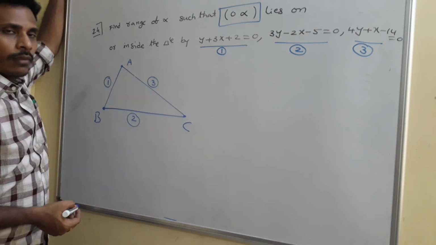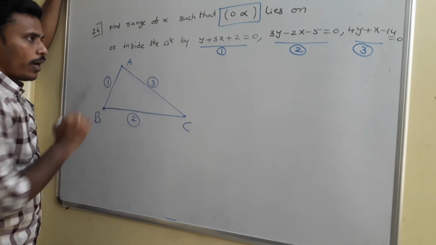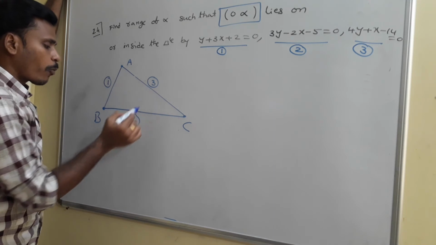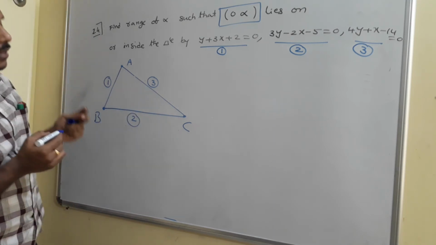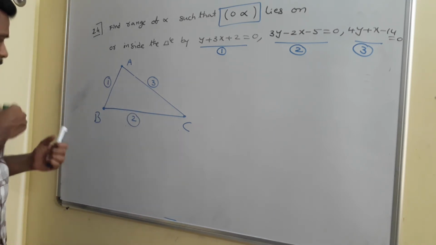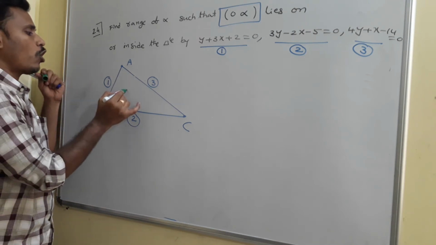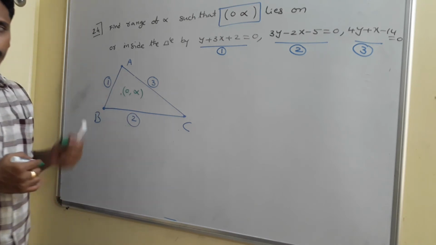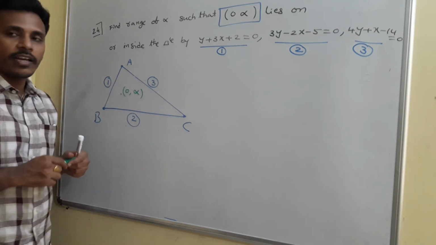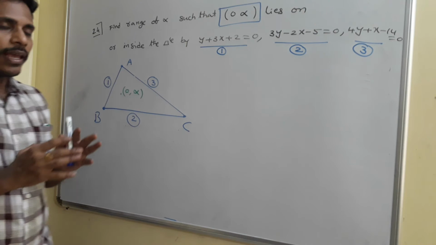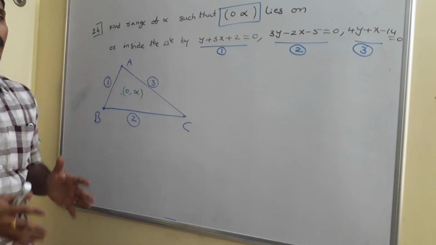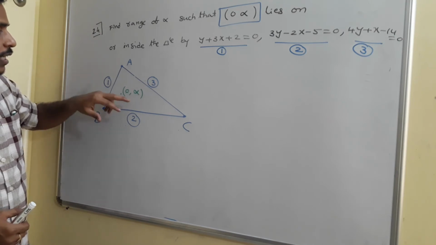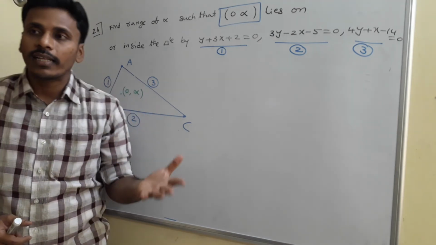Look there. This A is a common point for 1 and 3. B is a common point for 1 and 2. C is a common point for 2 and 3. And they are asking you the values of alpha for which 0 comma alpha is a point which lies inside the triangle. So how to decide the point is inside the triangle? First of all, just make a plan to solve the problem and then try to solve it.